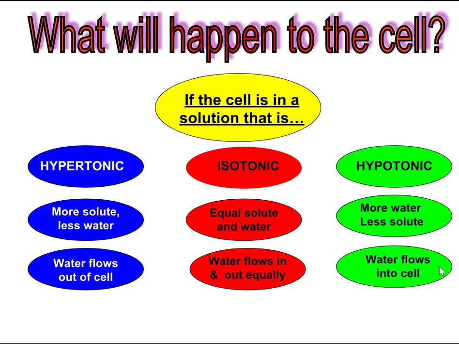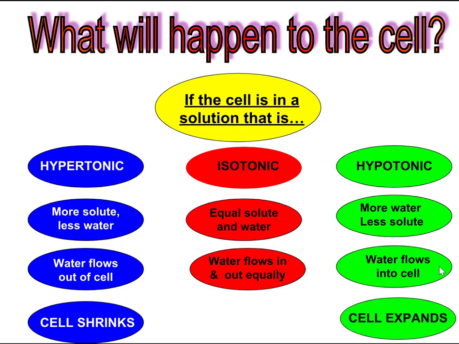So with a hypertonic solution, if water is flowing out of my cell, to try to make things equal, we're kicking it out because it's hyper. Water is flowing out. That means my cell is going to shrink. In a hypotonic, hypo-hippo, if water is flowing into my cell, that means my cell is going to be getting bigger. It's going to expand out. And finally, if water is flowing in and out equally, the cell is going to remain the same size.